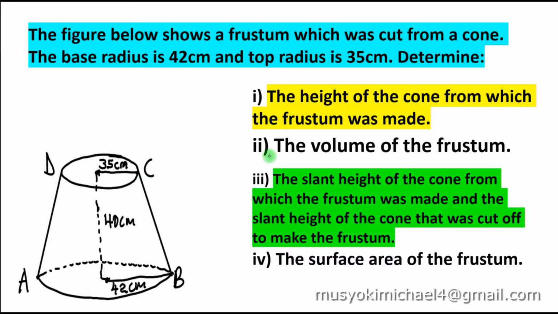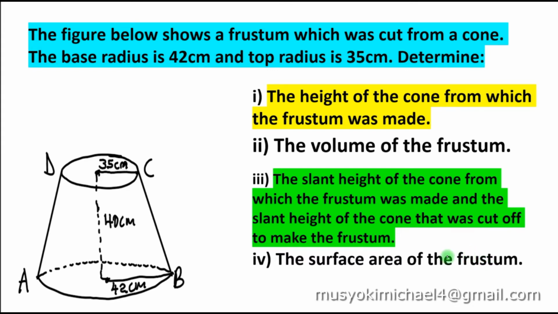Then the other question is the volume of the frustum. And also we determine the slant height of the cone from which the frustum was made and the slant height of the cone that was cut off to make the frustum. And the last question is to determine the surface area of the frustum.